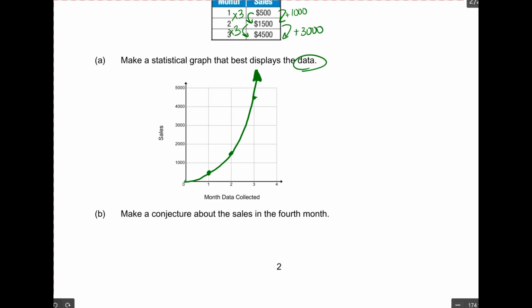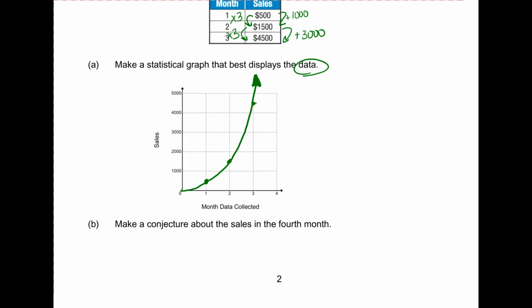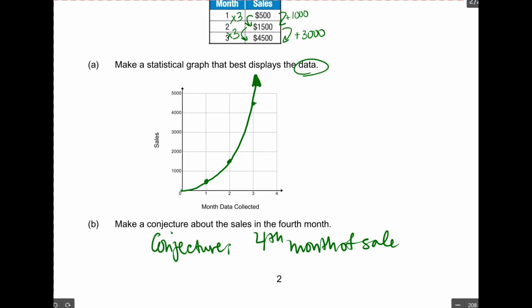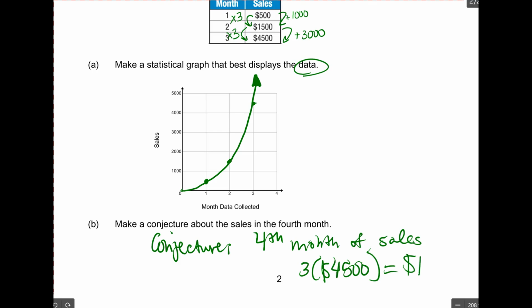So what's my conjecture about the sales in the 4th month? How do I know how much I'll have? Exactly, times 3. So my conjecture is the 4th month of sales will be 3 times 4,500, which is $13,500. Awesome.